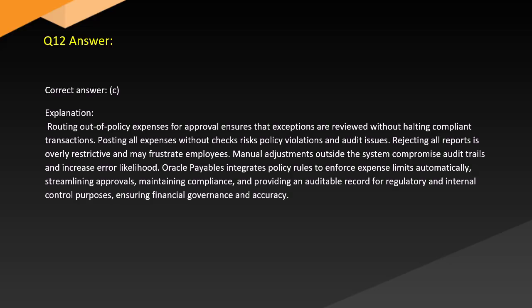Answer. Correct answer, C. Explanation. Routing out of policy expenses for approval ensures that exceptions are reviewed without halting compliant transactions. Posting all expenses without checks risks policy violations and audit issues. Rejecting all reports is overly restrictive and may frustrate employees. Manual adjustments outside the system compromise audit trails and increase error likelihood.